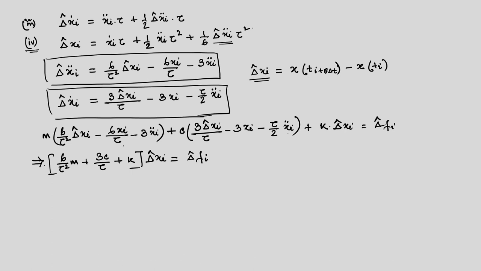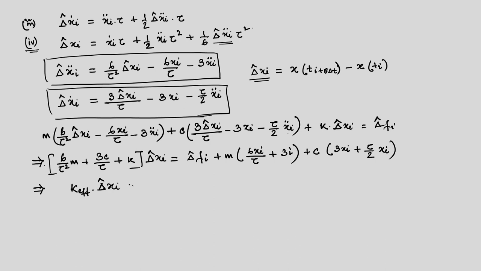Then we take the other components from the left hand side to the right hand side. So, we will have plus mass times 6ẋᵢ divided by τ plus 3ẍᵢ, plus c times 3ẋᵢ plus τ/2 ẍᵢ. Again, we end up with an equation equivalent to static deformation. So, we have k effective times Δxᵢ is equal to force effective. From this we can find out Δxᵢ, which is nothing but k effective inverse F effective.